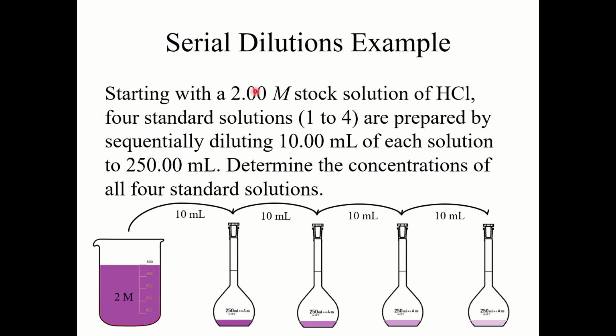So for example, suppose I gave you a problem where it says, starting with a 2 molar stock solution of HCl, 4 standard solutions are prepared by sequentially diluting 10 milliliters of each solution to 250 milliliters. Determine the concentrations of all 4 standard solutions. So we've got a 2 molar stock. We're going to take 10 milliliters of that stock, then dilute to 250. Then take 10 milliliters of that solution, dilute to 250, 10, dilute to 250, 10, dilute to 250.